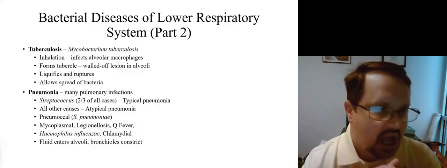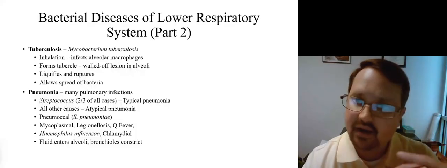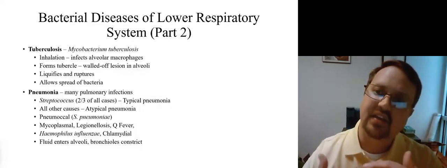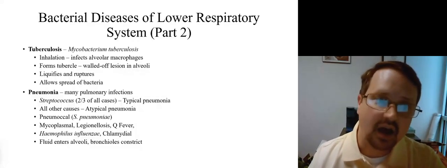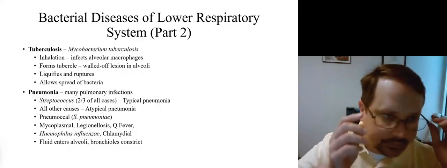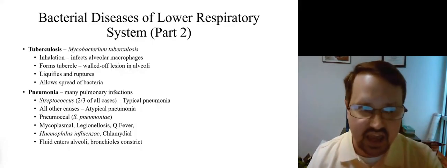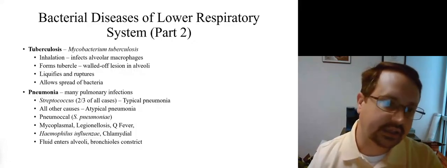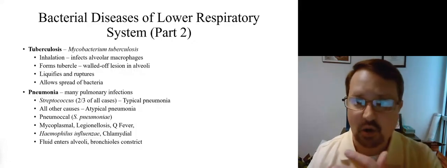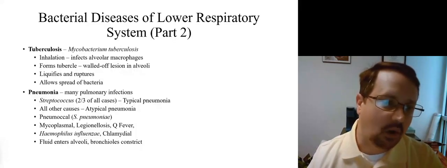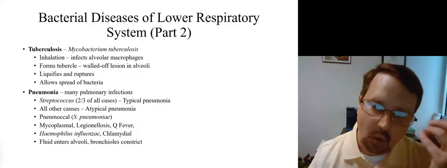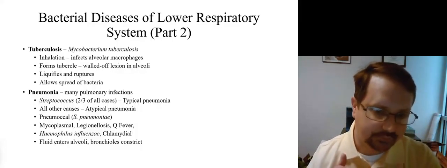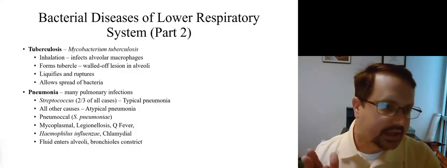Mycobacterium tuberculosis. You inhale it, and it infects the macrophages of your airway, found in the respiratory membrane of the lungs. There's a walled-off lesion in the alveoli called a tubercle. It liquefies and ruptures your tissues, and the bacteria can spread. A lot of these things spread through the lungs through the pores of Kohn.